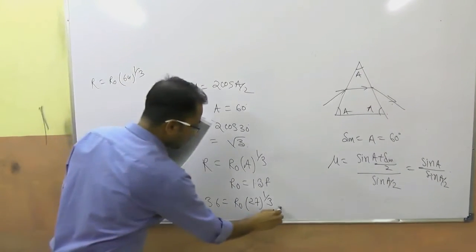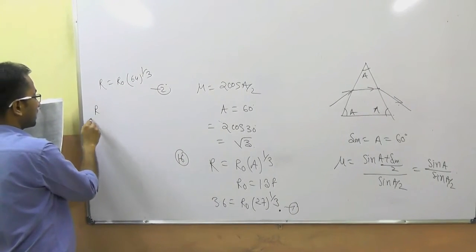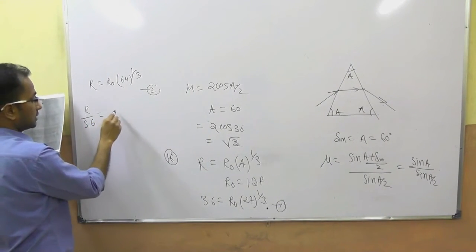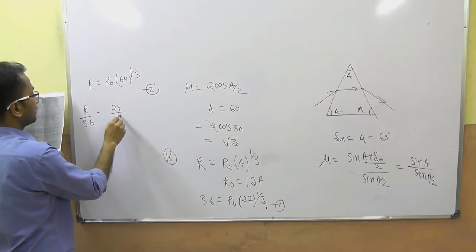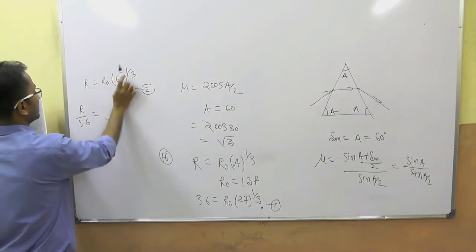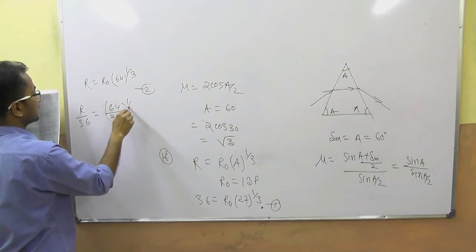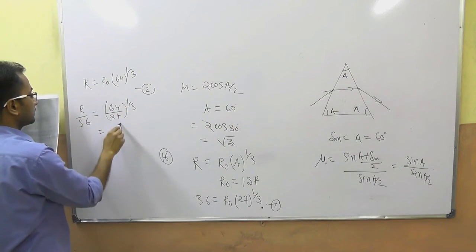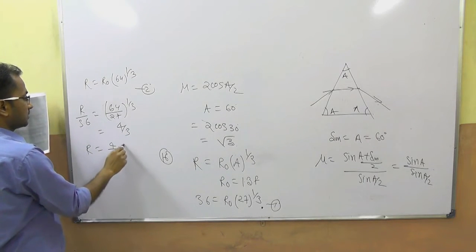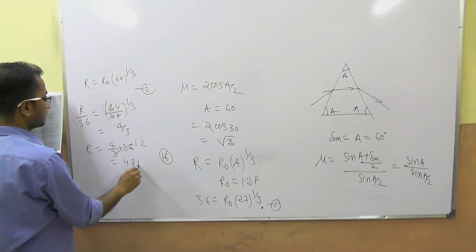So take the ratio of 1 and 2. R by 3.6 is equal to 64 by 27 raised to 1 by 3. This will become 4 by 3. So R will become 4 by 3 into 3.6. This will become 1.2 times 4, that is 4.8 Fermi.